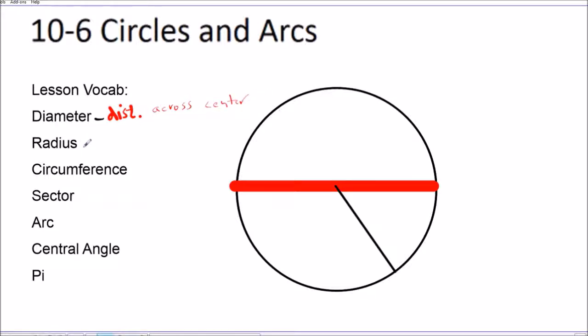Okay, the radius, what is that? We just did that a minute ago. That's the distance from circle to center. Circumference. Folks, that's the distance around the outside. Now, previously we've called that the perimeter, so I'm just going to make a note here. It's the circle version of perimeter.